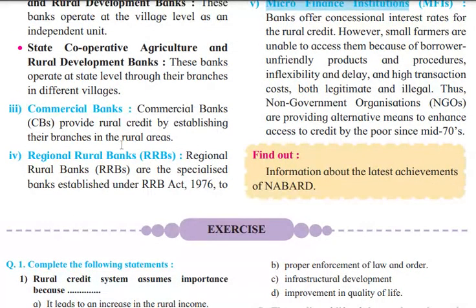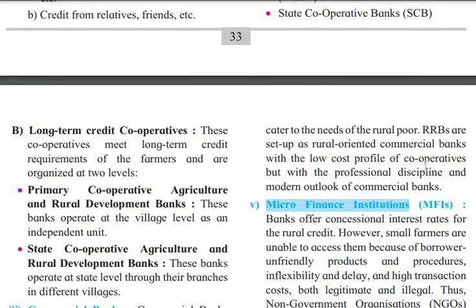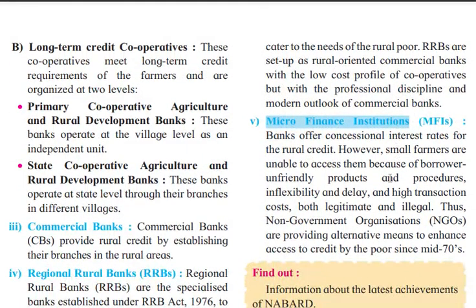Then the third one is the commercial bank. Commercial banks provide loans, like ICICI Bank, and we can also consider HDFC nowadays. Then regional rural bank, RRB. Regional rural banks are specialized banks under the RRB Act 1976 to cater to the needs of the poor. Okay, so these are the banks. Then the fifth one is the microfinance institution. Okay, the banks offer concessional interest, so it is specifically for the NGOs.